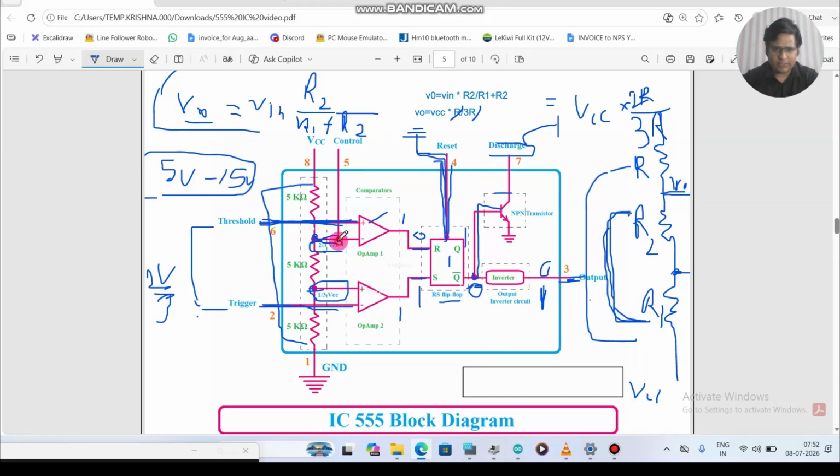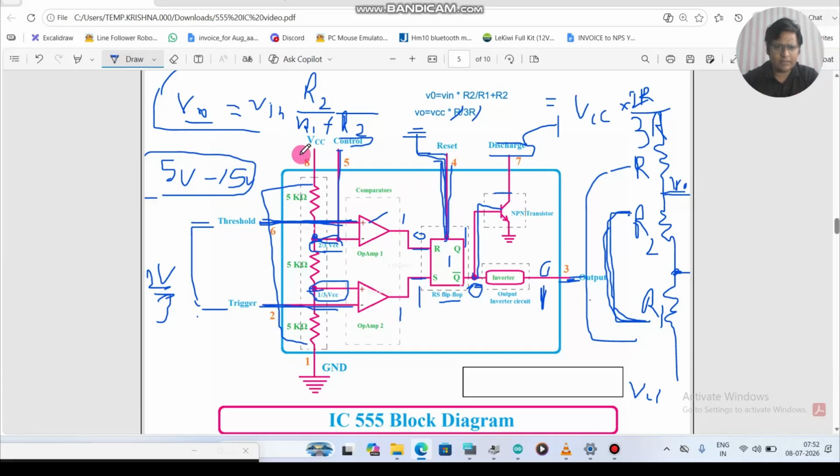Coming to the control pin, it is connected to the minus of this comparator, so you can control the voltage from here. You can have a potentiometer or some capacitor, some combination you can create on pin number 5 to control the negative of the comparator, right? And threshold is basically setting the limit.